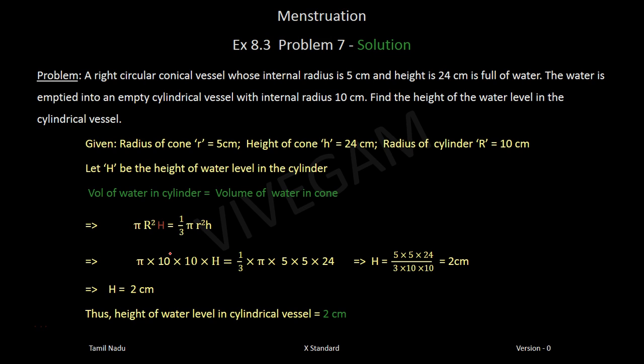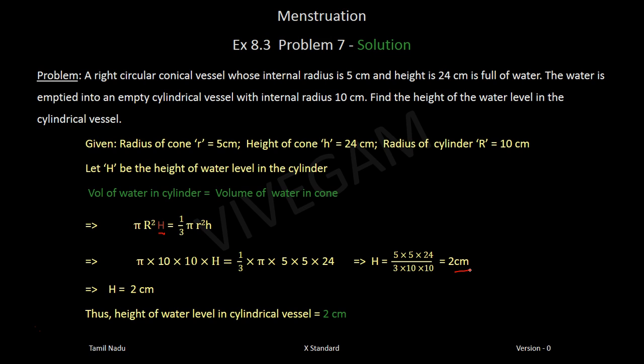So substituting all these values, you should be able to get the value of H because there is only one unknown here. So pi into capital R is 10 cm, so 10 into 10 into H equals 1/3 into pi into small r, that is 5, 5 into 5 into small h, that is 24. On simplification pi and pi will get cancelled. So it will become 5 into 5 into 24 divided by 3, and the 10 into 10 comes down. 10 tens are 100, 5 5s are 25, 25 will go 4 times, 4 3s are 12, 12 will go in 24 2 times.